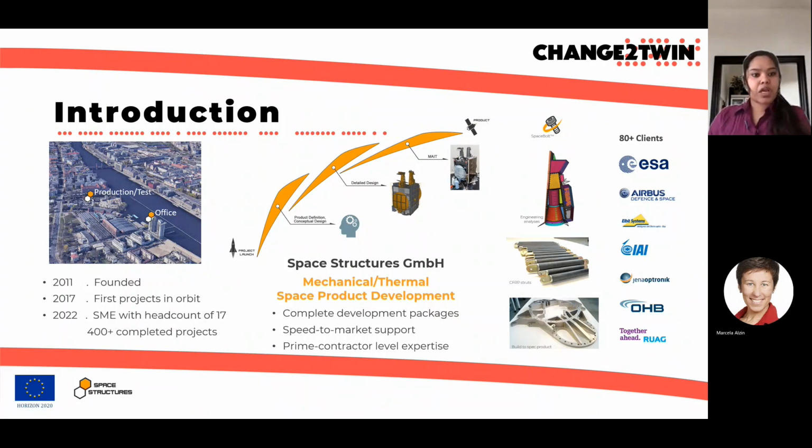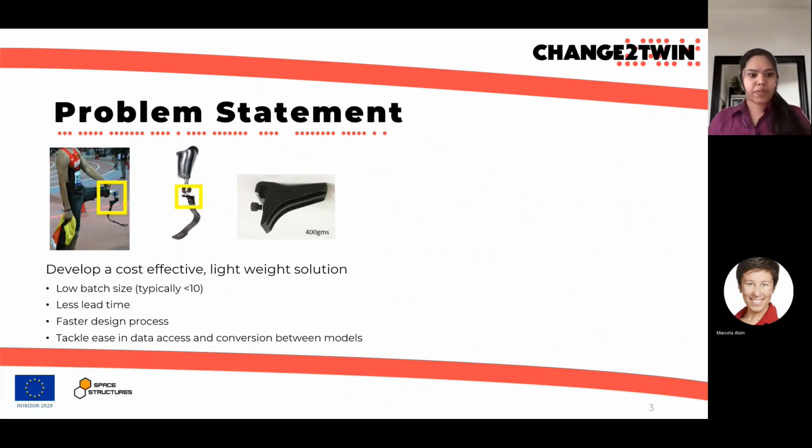Now, moving on to the Change2Twin problem statement. For Change2Twin, we are developing a prosthesis adapter as the use case. Here, the adapter is used to connect the knee hinge to the carbon fiber foot for para-athletes. The production process at SPS is unique in that we have a very low batch size because it is a build-to-spec product. So this is one of the main parameters that influences our production development.